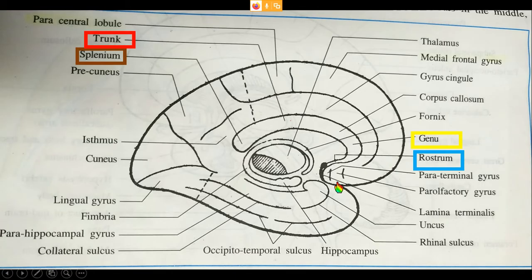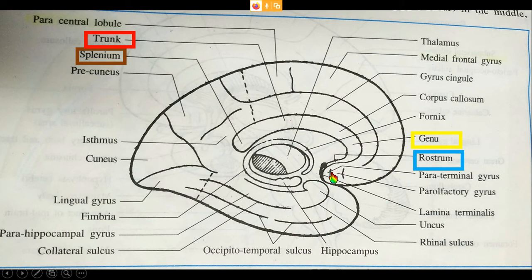So coming to the area in front of the lamina terminalis, you can identify a small narrow part over here. This narrow part is called the paraterminal gyrus, which is continuous with the diagonal band of Broca and with the medial olfactory area, the medial olfactory striae. You remember this word, medial olfactory striae. I will show you this at the inferior surface of the cerebrum. So just remember this area is called the paraterminal gyrus.